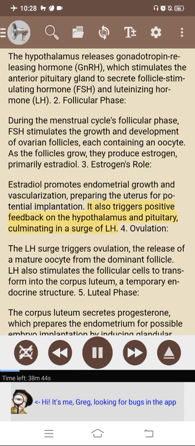It also triggers positive feedback on the hypothalamus and pituitary, culminating in a surge of LH. 4. Ovulation. The LH surge triggers ovulation, the release of a mature oocyte from the dominant follicle. LH also stimulates the follicular cells to transform into the corpus luteum, a temporary endocrine structure.